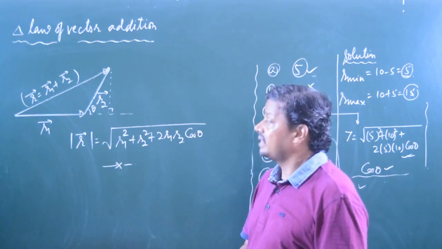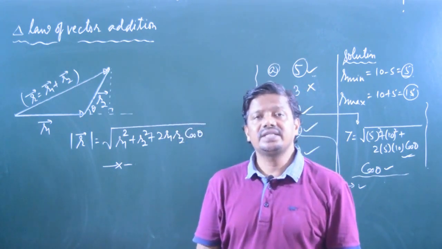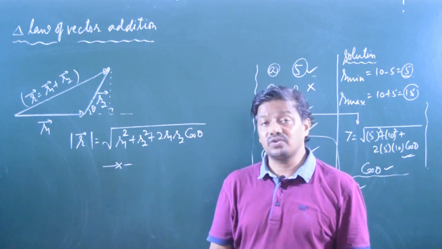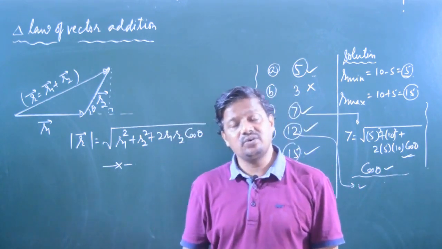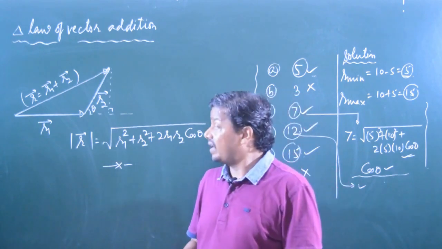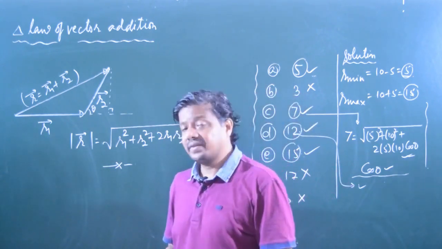And one thing you have to remember, a vector never changes its identity if its direction cosine and magnitude remain the same. If you do not change its direction cosine and magnitude, the vector never changes its identity. Okay, thank you.